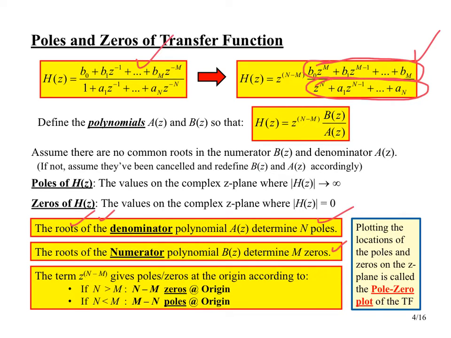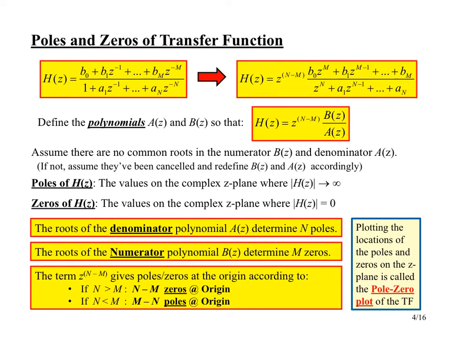And then we have this term out in front, the z to the n minus m. And what it contributes to the poles and zeros depends on the relationship between n and m. So if n is greater than m, we end up with z to a positive power here, and we can interpret that as being grouped with the numerator, in which case it will give us some n minus m zeros. Likewise, let me try to get rid of this stuff here.